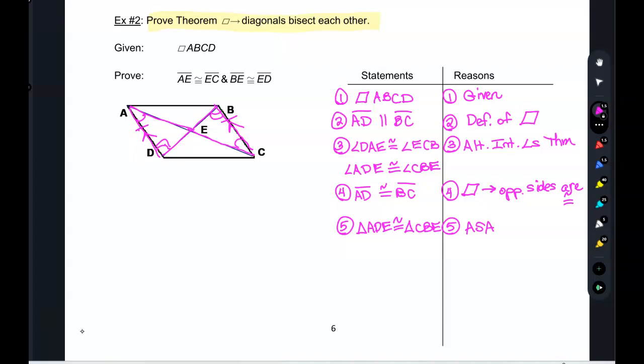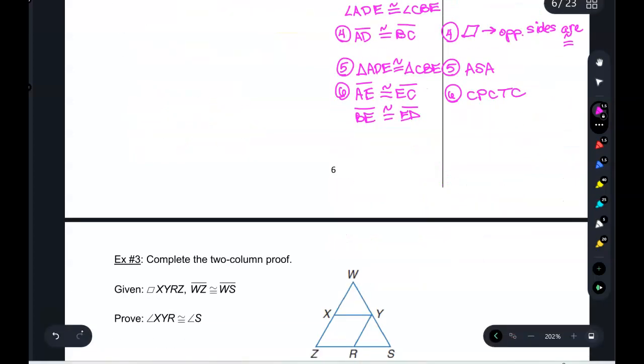And now that these two triangles are congruent, is AE congruent to EC? Yes. And BE and ED are congruent. And we know that because CPCTC. Okay, questions? Good? Yeah? Any questions? Okay.